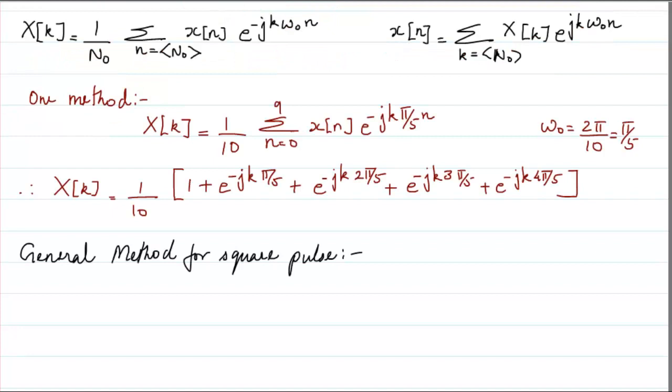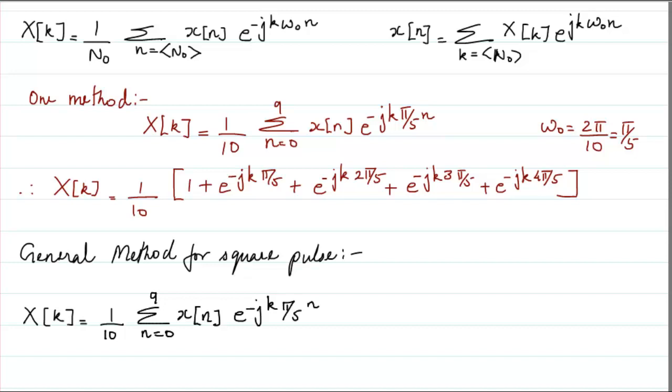Now for that we start with the equation of X of k is equal to 1 by N naught. Okay, 1 by N naught, which is basically 10. So I will straight away write the value. X k is equal to 1 by 10, summation going from n is equal to 0 to 9, x of n, e raised to power minus j k omega naught n, where omega naught is pi by 5.